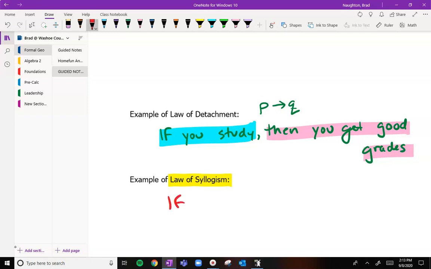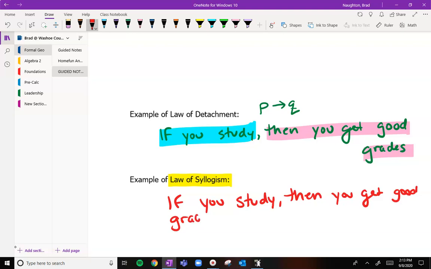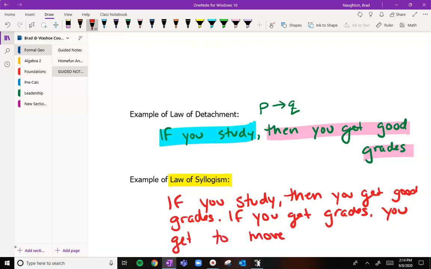So if you study, then you get good grades. If you get good grades, you get to move on to the next class.